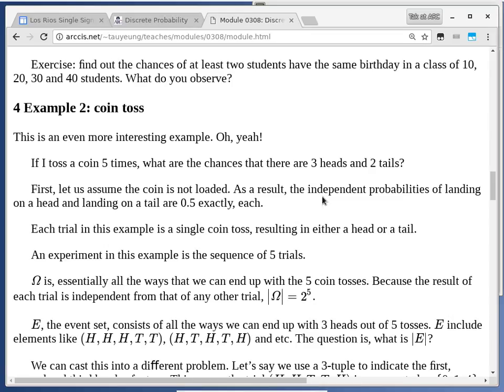At this time, we're going to assume the coin is fair. In other words, it is not loaded. So if a coin is not loaded, and you flip the coin 5 times, what are the chances that you get 3 heads and 2 tails? I don't really care about the ordering. I just count and go, okay, 3 of the 5 trials ended up with heads, and the rest ended up with tails. So what is the probability of that? That is the question.